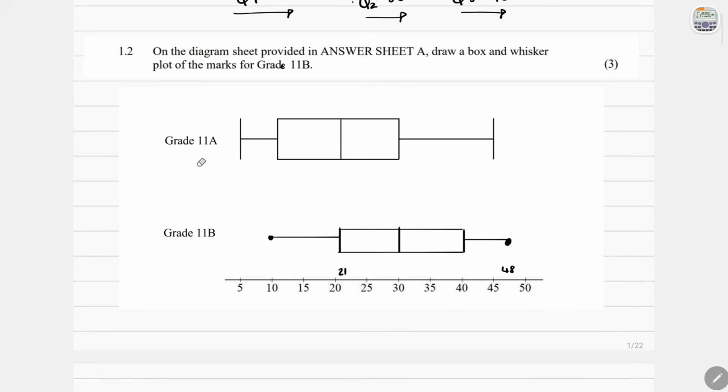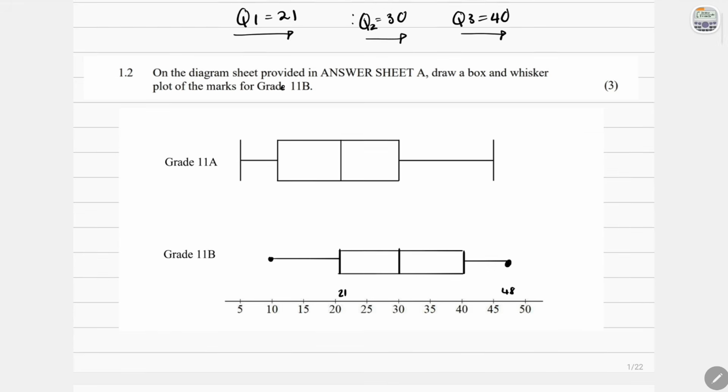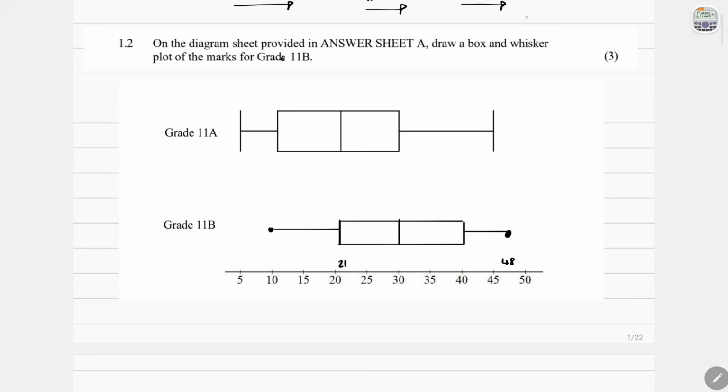Okay, I also know that this was there, so maybe they would ask us to compare things. So I'll just leave it like that. Okay, moving on to the next question.